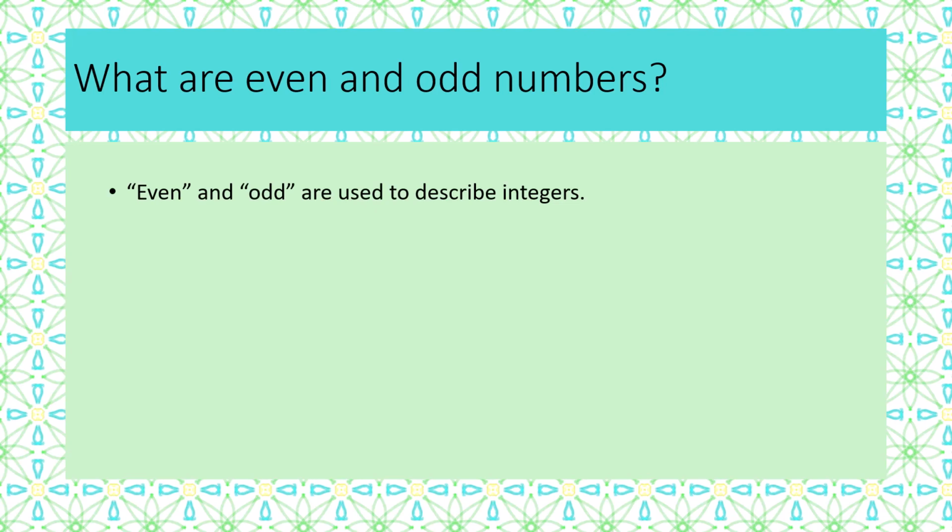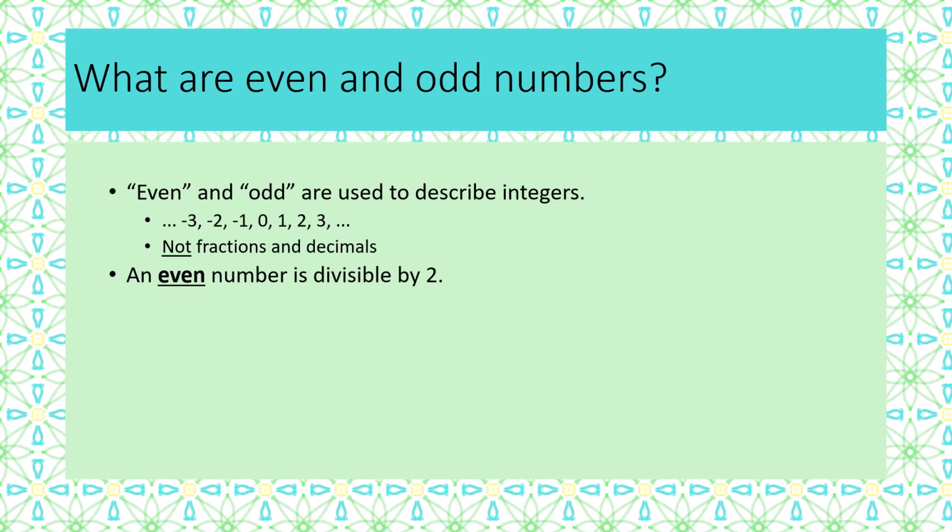First, we need to understand that the words even and odd describe only integers, that is, positive and negative whole numbers and zero. Fractions and decimal numbers are neither even nor odd. So when I use the word number in this video, I always mean integer. An even number is divisible by 2. An odd number is not divisible by 2. At the end of the video, I'll say a few words about negative numbers and zero.